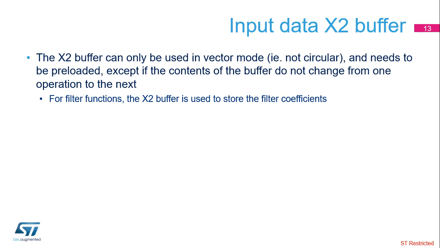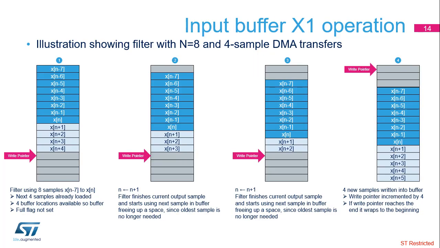The X2 buffer is used to store coefficients. It is usually loaded once during the initialization of the FMAC. Consequently, it does not support the circular addressing mode. This figure summarizes the operation of the input buffers.